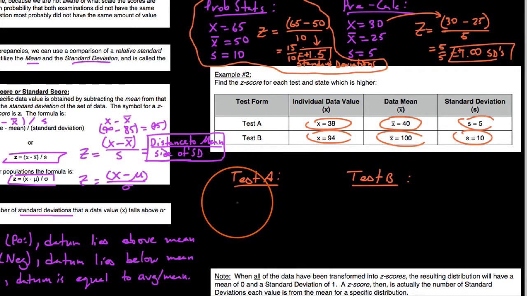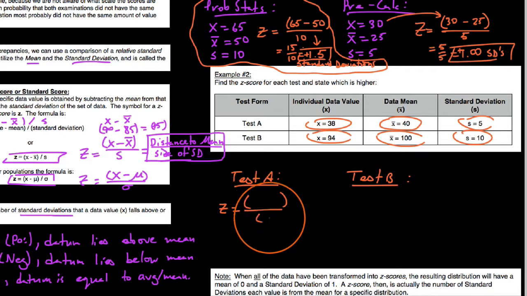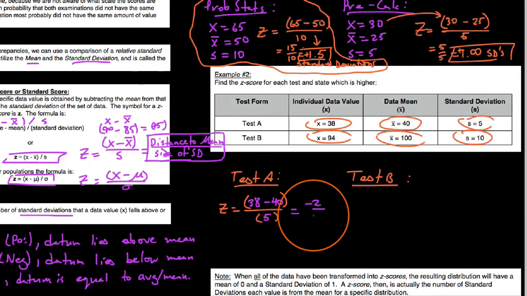So we say on test A, z equals x minus the mean all over the standard deviation, where we have the data value is 38 minus the average 40. So this is maybe not the ideal thing you'd want to have happen on your test, but this person scored 2 points below average. So the first thing I'll point out is you get -2 on top. And in the basement, we say, well, the standard deviation was 5, size 5.